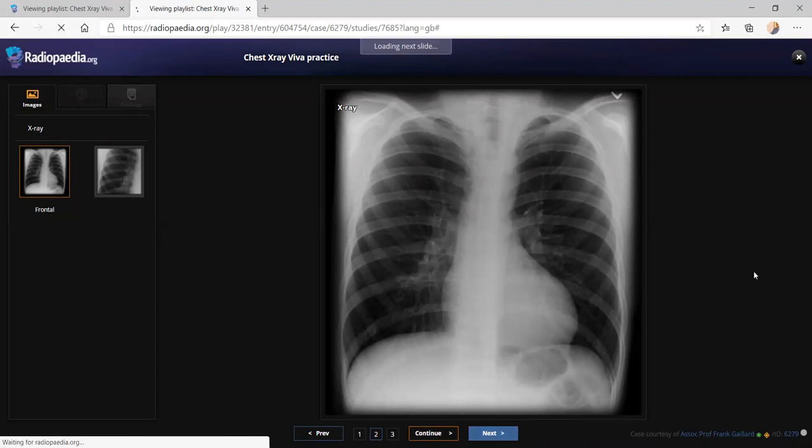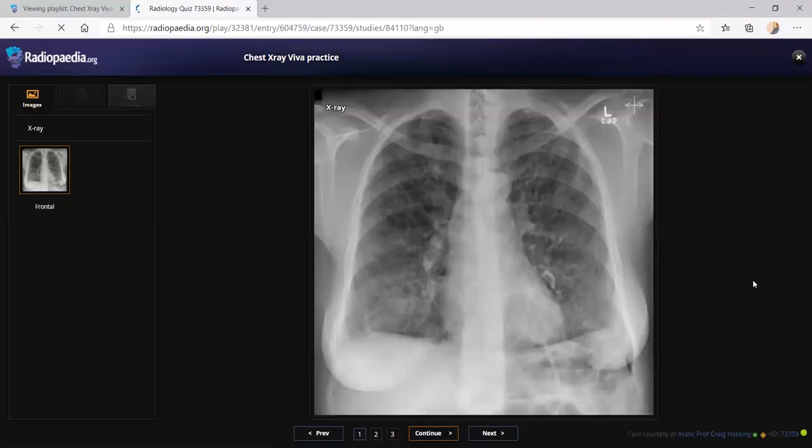This is a 30-year-old female coming with shortness of breath. I'm provided with a frontal chest radiograph of an adult.